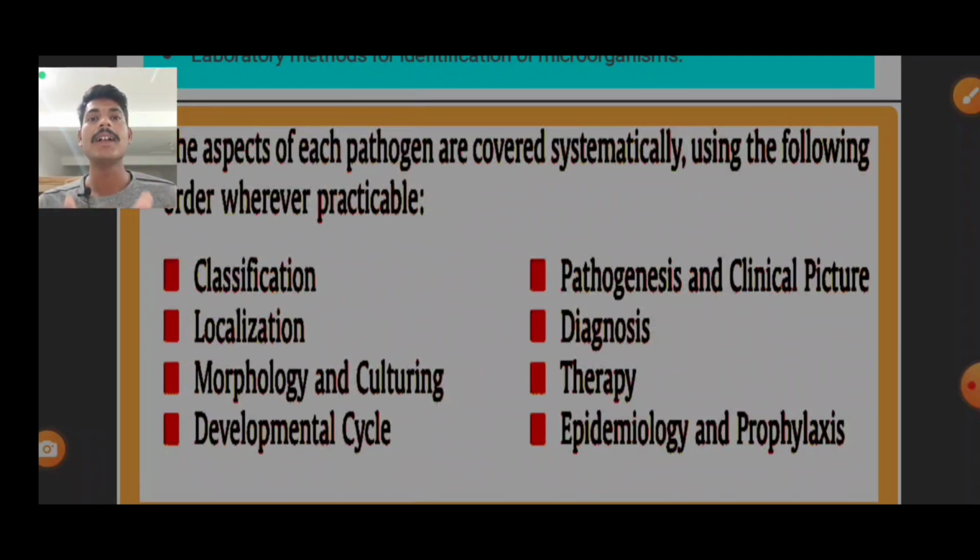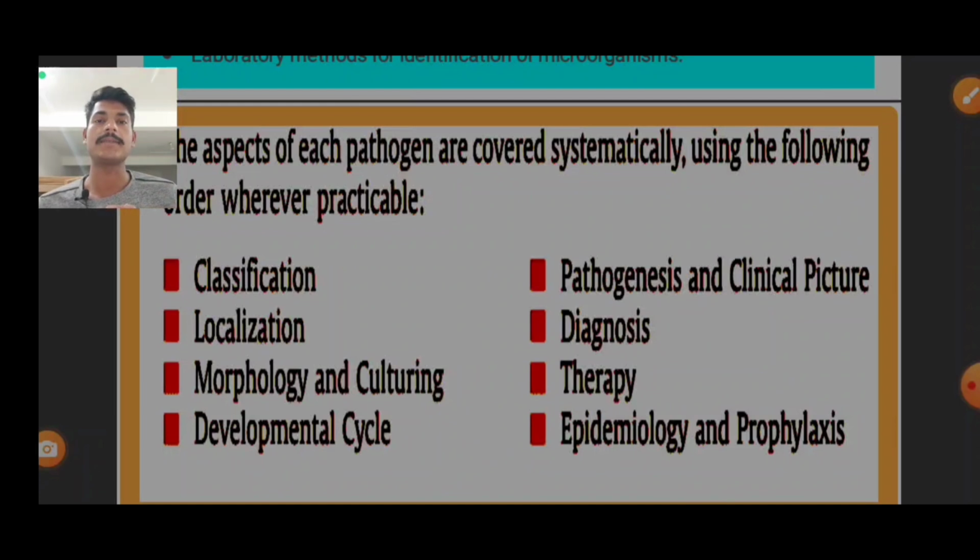Culturing is just cultivating whatever pathogen is found inside the human body or other animals' bodies. We can take the appropriate fluids, put them onto the culture plate, the media plate, and grow them. This phenomenon is called culturing. There are so many types of culturing that we will discuss in our successive lectures.